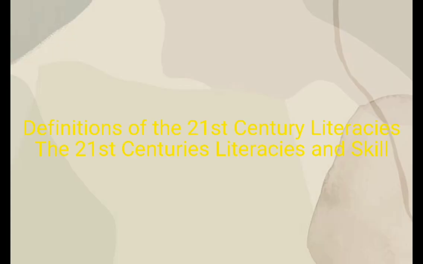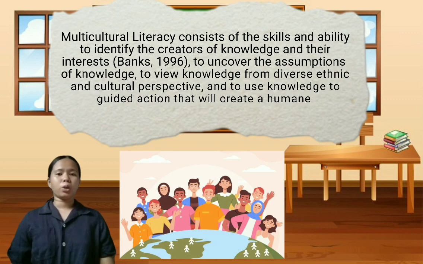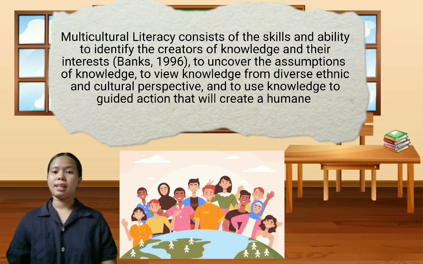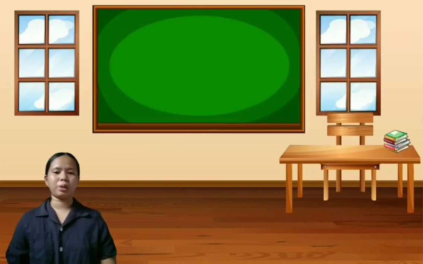Definitions of the 21st century literacies and skills. Globalization and multicultural literacies. Multicultural literacy consists of the skills and ability to identify the creators of knowledge and their interests, to uncover the assumptions of knowledge, to view knowledge from diverse ethnic and cultural perspectives, and to use knowledge to guide action that will create a humane and just world.